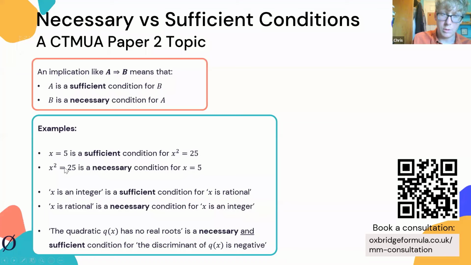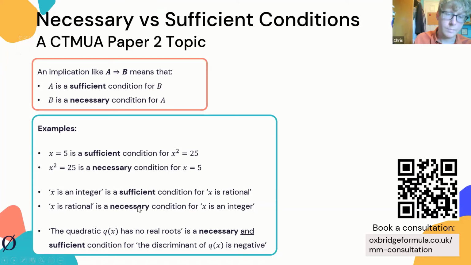And it makes x squared equals 25 necessary for x equals 5, but not vice versa, because we don't have x squared equals 25 implies x equals 5. It could also have been minus 5. So it's showing that something can be sufficient but not necessary, and vice versa. Likewise, in the second one, being an integer is sufficient for being a rational number, and being rational is a necessary condition for being an integer. If you're an integer, then you must be rational, and therefore the bit at the beginning of the implication is the sufficient bit, and the bit at the end is the necessary bit.